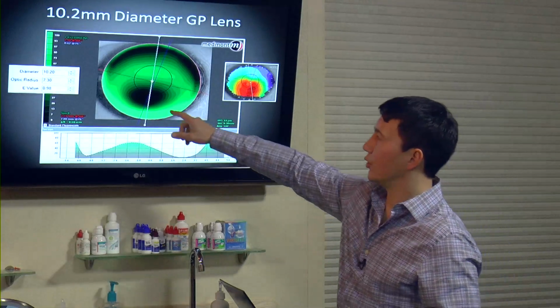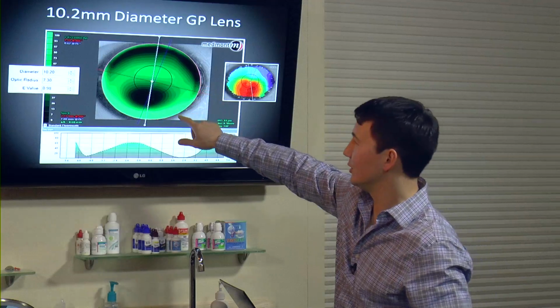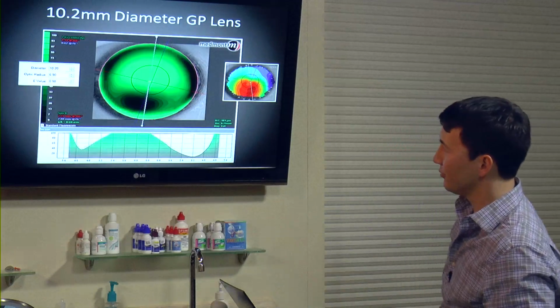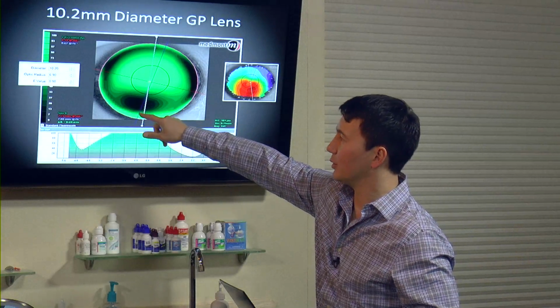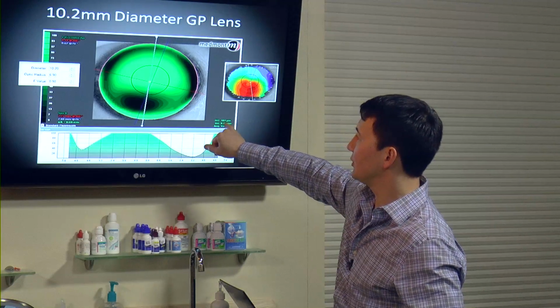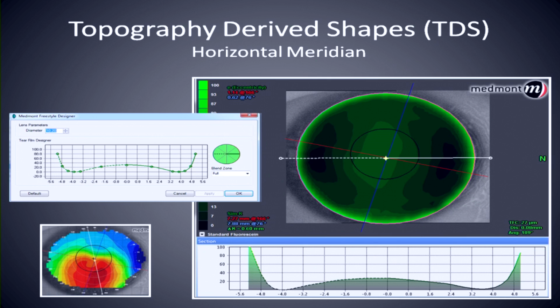What if we were to go much steeper in the center and try to vault over the cone, try to land out here in the mid-periphery? So we went much steeper to try to push that bearing below the cone, but now we're up to 101 microns of fluid under the apex. So now what do we have? Now we got a central bubble. So this is a really tough patient for a corneal GP to work.